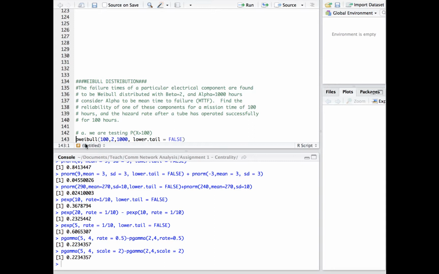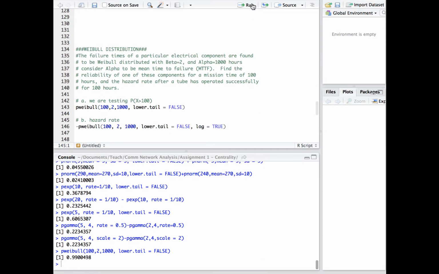So we're going to test pweibull, the probability that it's greater than 100 hours, because I'm using lower.tail equals FALSE, and then our beta parameter is 2, and our alpha parameter is 1,000. Now I know it's a little unusual in R that we're going to use beta first and then alpha, but I didn't write the code, I'm sorry. So beta is 2, alpha is 1,000, the parameters of your distribution, and when you run that, you get a high likelihood that it's going to run more than 100 hours.